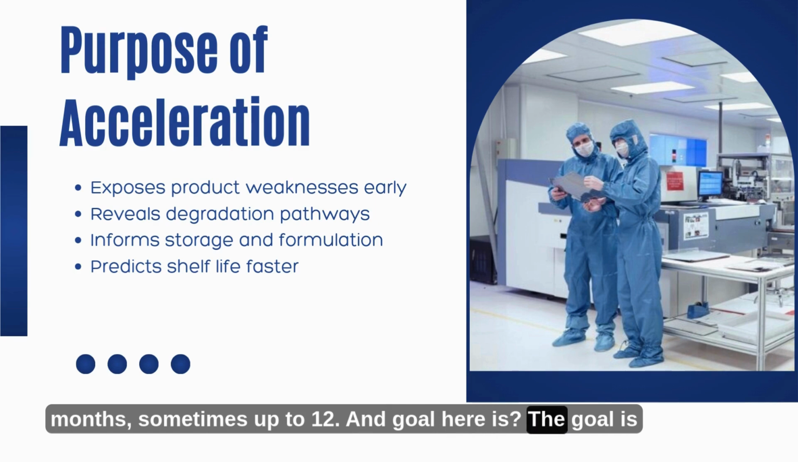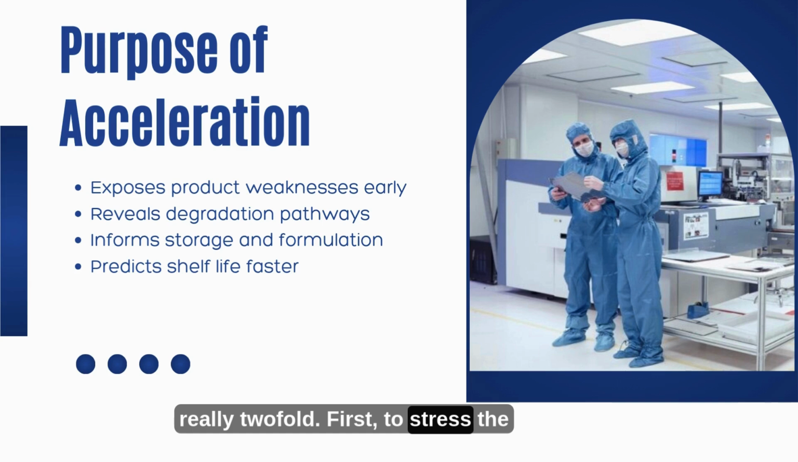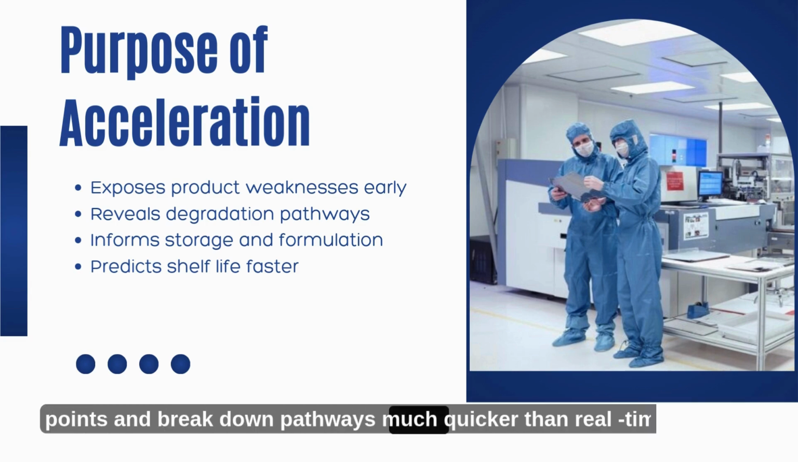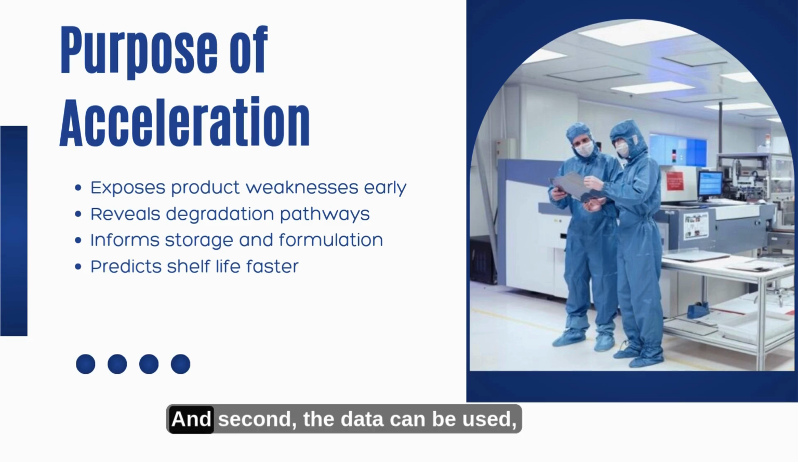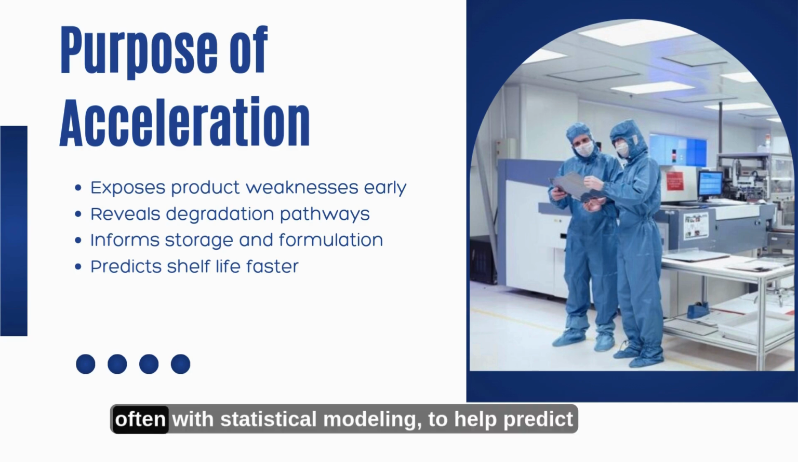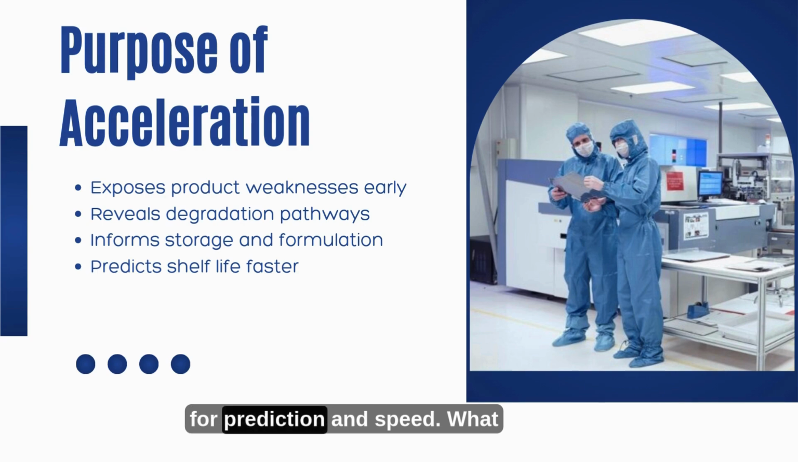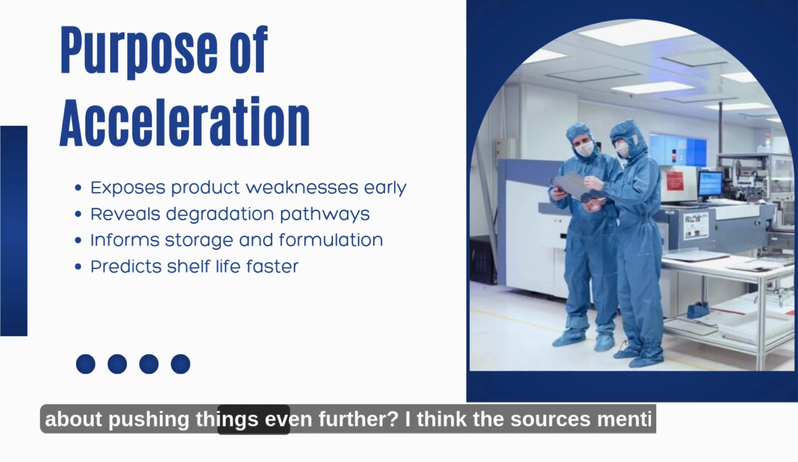And the goal here is? The goal is really twofold. First, to stress the product, to force degradation to happen faster. This helps identify potential weak points and breakdown pathways much quicker than real-time studies. I see, like an early warning system. Precisely. And second, the data can be used, often with statistical modeling, to help predict the long-term shelf life more quickly. It also really informs how robust the formulation is and confirms the right storage conditions. Okay, so real time for confirmation, accelerated for prediction and speed. What about pushing things even further?